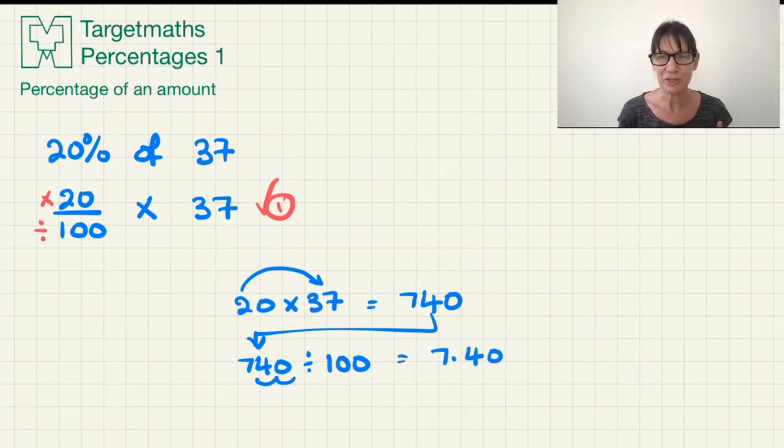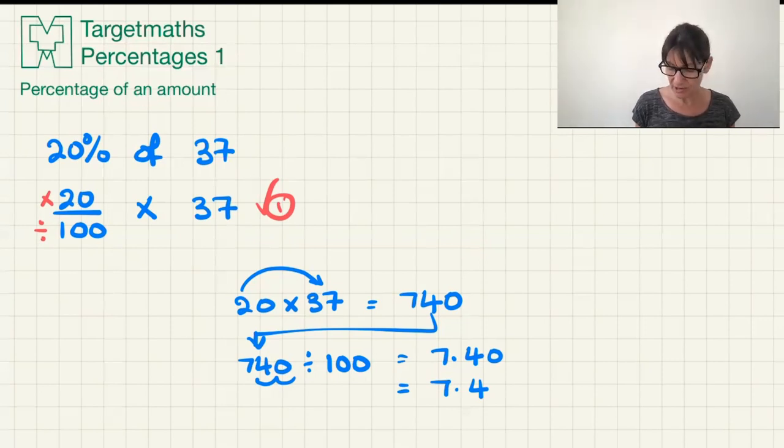Do I need the 0? No. It's not going to be the end of the world if I don't realize that and leave it in my answer. I'm still going to get my marks, but always check that your answer is as neat and tidy as you can make it. And that is it. Times along the top, divide by the bottom. It is really that simple, and you do that on any question you are given.